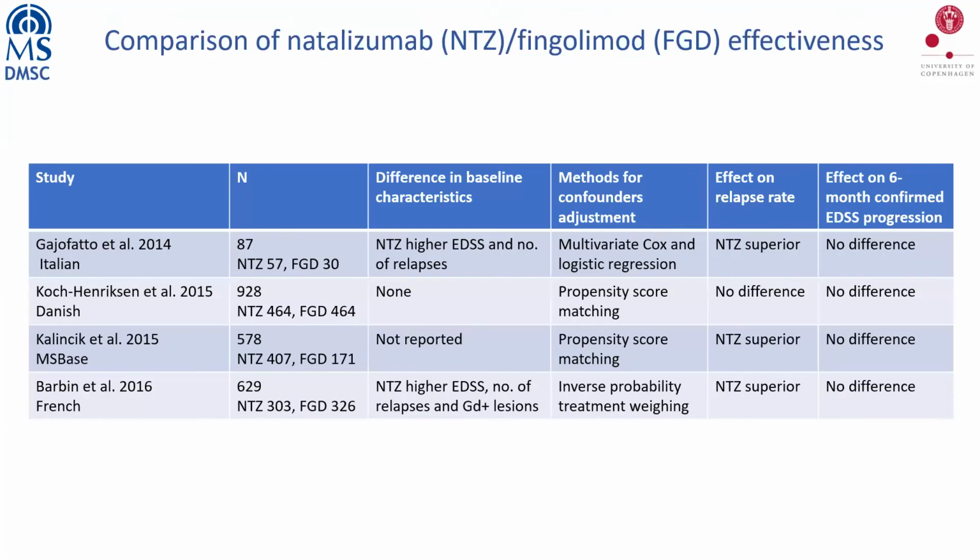However, other studies have also compared natalizumab and fingolimod, and this just shows the 4 largest studies with between 87 and 998 patients. And whereas our study showed no difference in the effect on the relapse rate, the 3 other studies showed a superiority of natalizumab, whereas there was no difference in looking at the effect on 6 months disability progression.